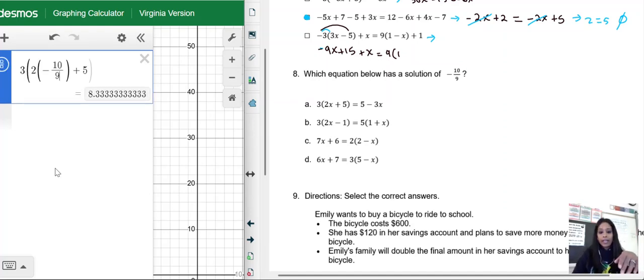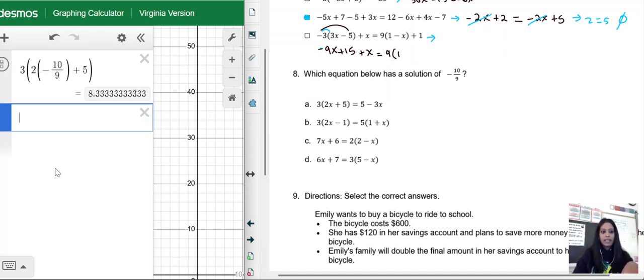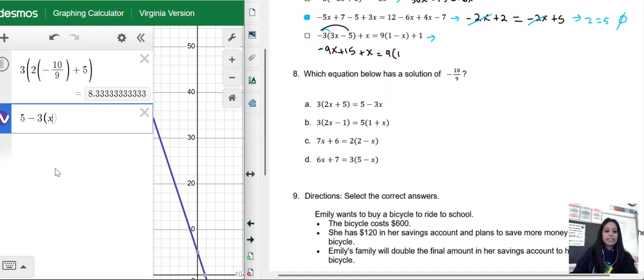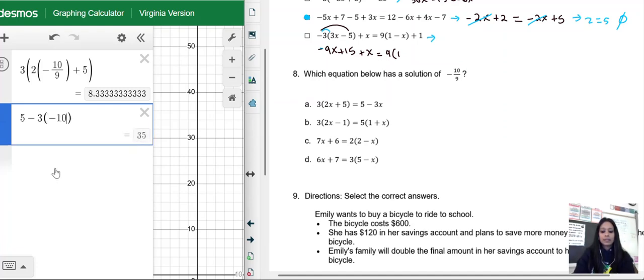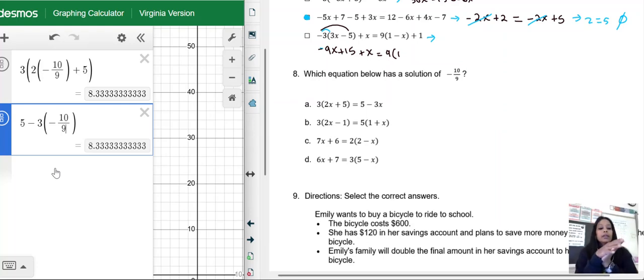It doesn't matter what I get, that's what I got. And then on the right side, I have 5 minus 3x. I'm going to put parentheses around the x, and then take out the x, and plug in my solution. Sorry, I'm still thinking about the previous problem. Anyway, when I plugged the solution in on the left side for x and then on the right side for x, I got the same number. So that means that that is the solution.